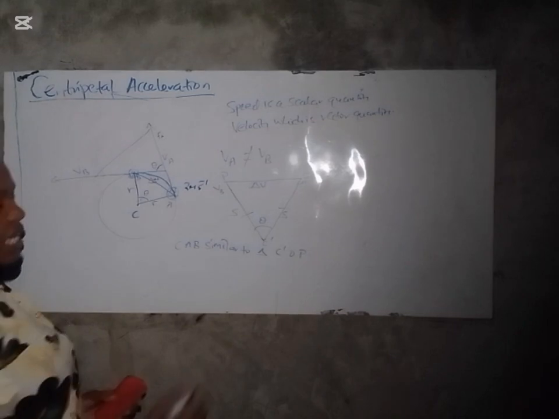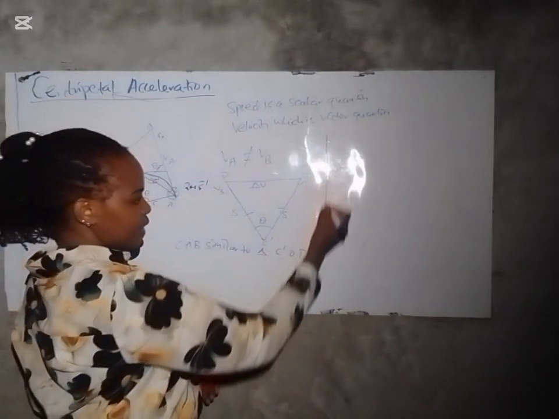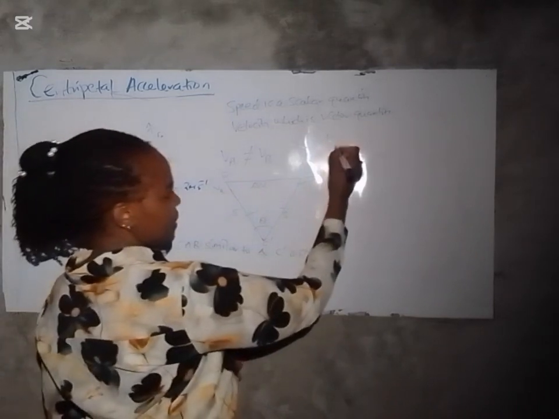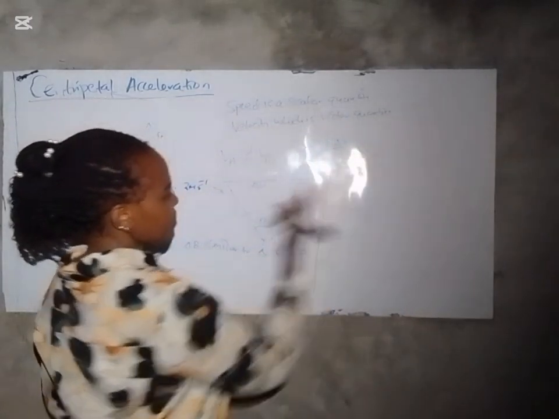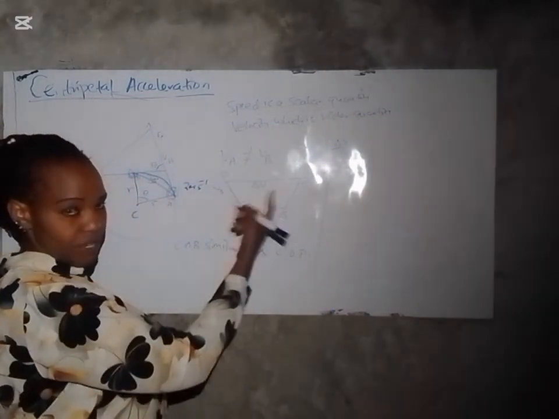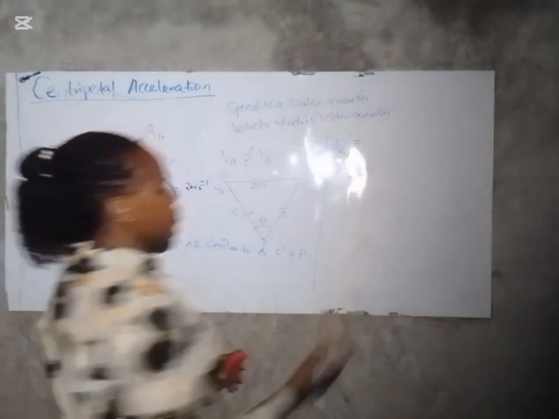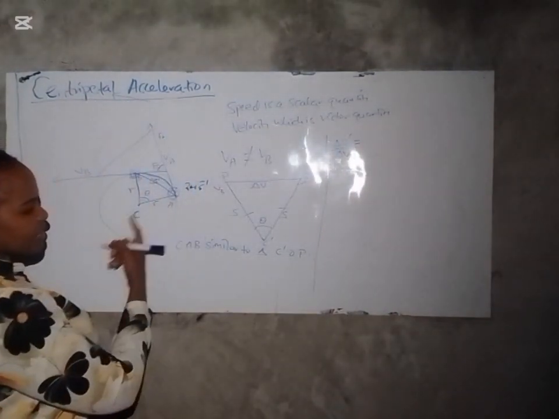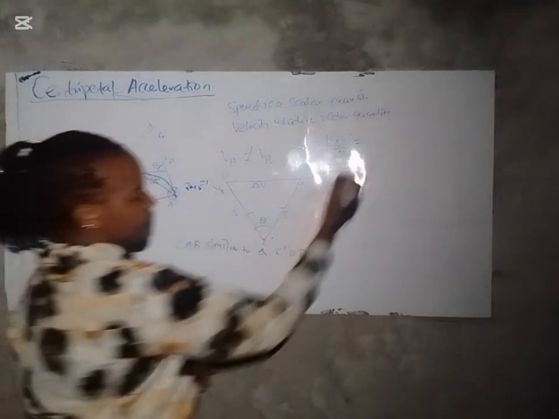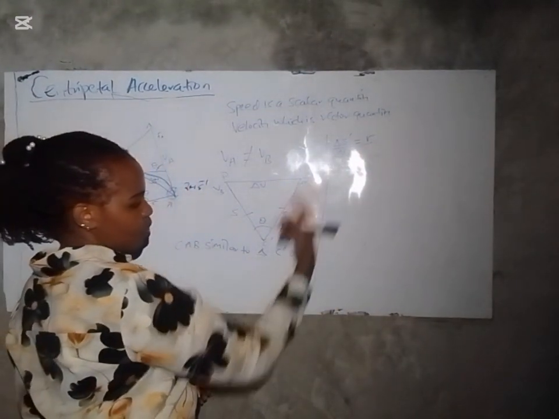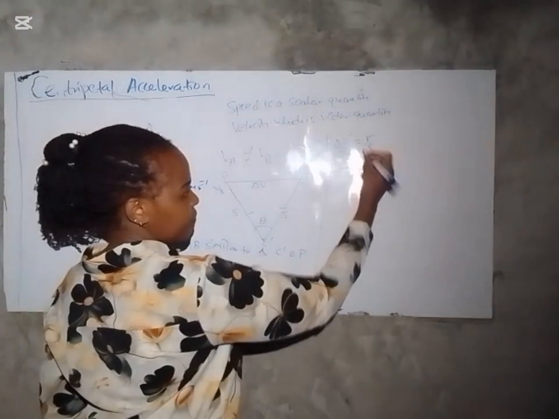Okay? And if they are similar, then it means this arc length here, delta S prime, divided by delta V, which is change in velocity, remember velocity is not constant, should be equal to what is constant, CA, our radius, divided by what is constant here, C prime O, our speed.